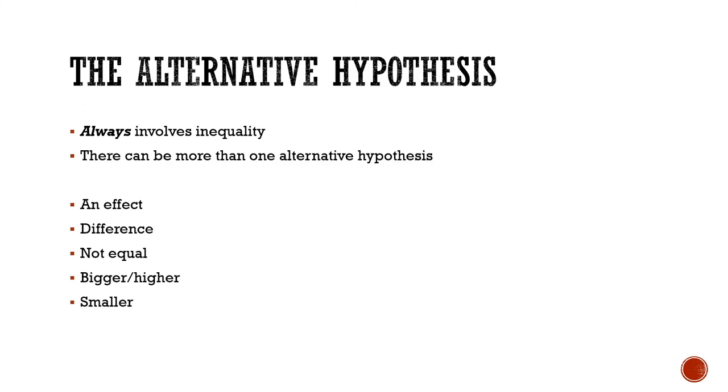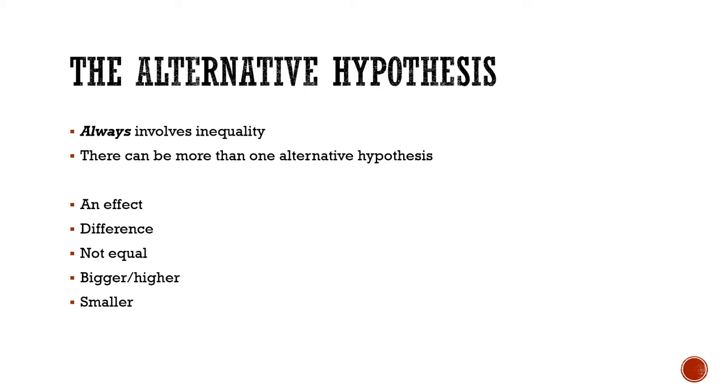The alternative hypothesis does show the difference between things. So it always involves inequality, and there can actually be more than one. There can be words in it like there is an effect, there's a difference, the two groups are not equal, or A is bigger, higher, smaller than B.